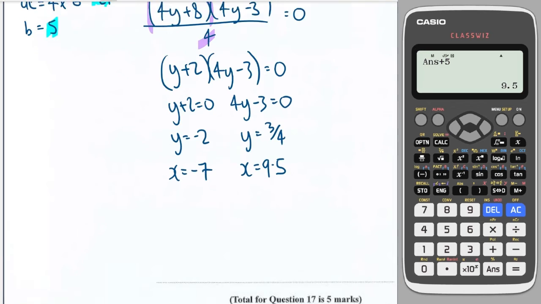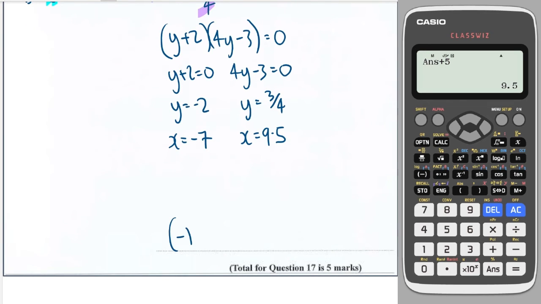Perfect. Ideally, you would want to write them as coordinates, like this, to show which one goes where. And write them all in decimals, seeing as it's a bit neater. Perfect.